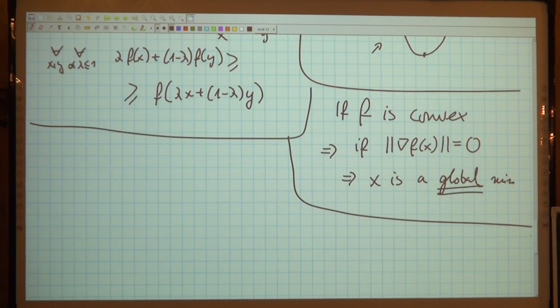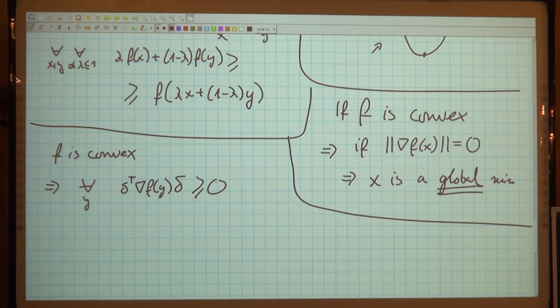Okay, and one particular implication of convexity is that essentially we can refer to our Hessians. What it says is that for any point y, if I look at this quadratic form, then it's always non-negative. So essentially the Hessian is always a positive semi-definite matrix. Okay, and that actually will be quite useful.